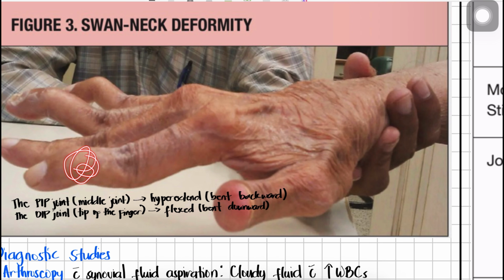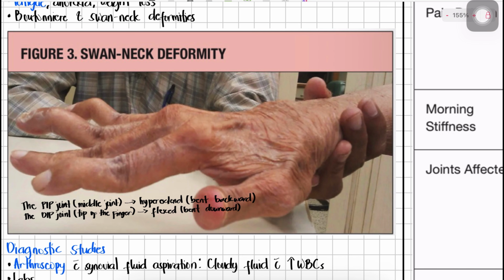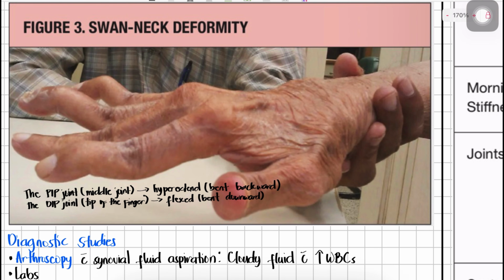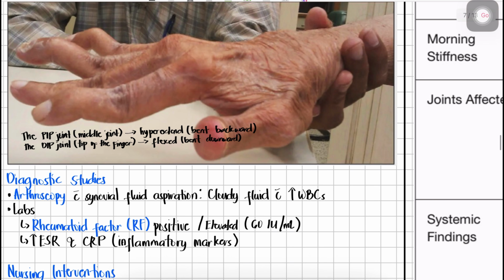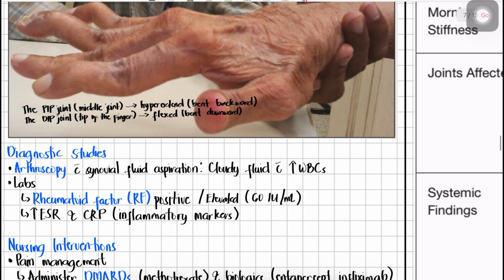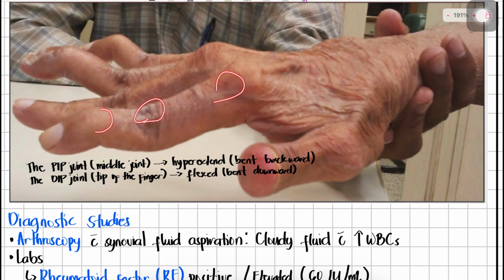This abnormal positioning, guys, occurs due to ligament damage and joint instability caused by chronic inflammation. And as the disease progresses, guys, deformities can significantly impair hand function and mobility. So imagine, guys, di ba?